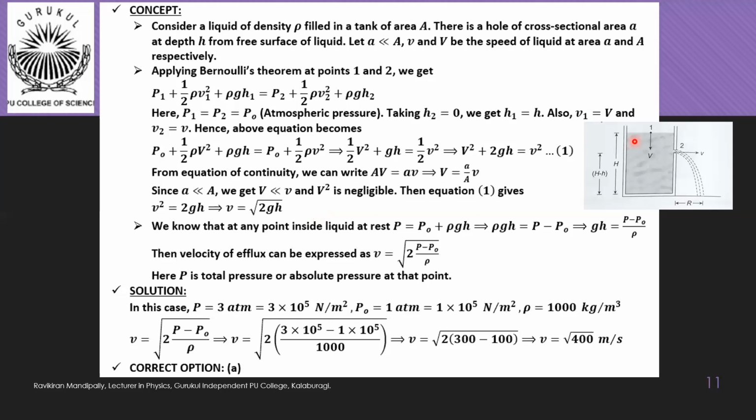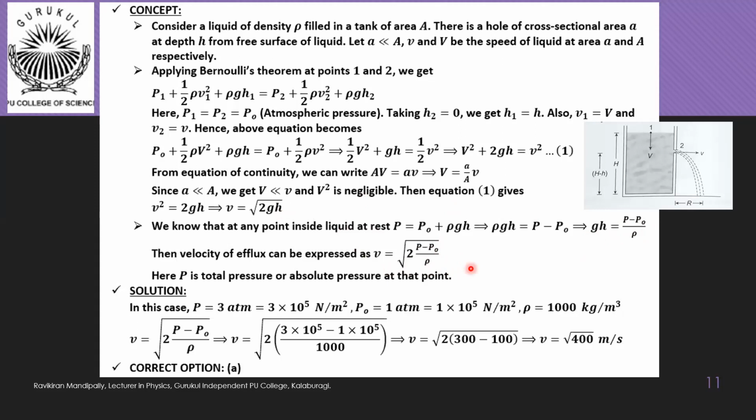Now suppose you take a position inside the liquid. The total pressure at this position would be atmospheric pressure plus the pressure due to this h height of the liquid. That's why we are writing it here. We know that at any point inside a liquid at rest, P is equal to P0 plus rho g h, and this rho g h can be expressed as P minus P0, and from that we can write g h is equal to (P minus P0) by rho. So in this formula, we can replace g h by this expression. In that case, the velocity of efflux can be given by v is equal to root of 2 into (P minus P0) by rho. So if you know the absolute pressure and atmospheric pressure, then we can use this formula.